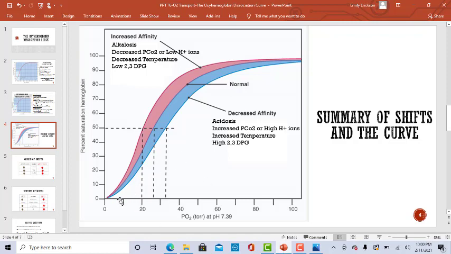But essentially speaking, the right shift in the curve is going to be at your tissues. The left shift in your curve is going to be at the lungs. And if you think about how the environment in your lungs would create this and how the environment in your tissues would create this, it makes sense. When you think about the fact that you want hemoglobin to pick up oxygen in your lungs and drop off oxygen in your tissues, it makes sense as to why this would cause increase in affinity versus decrease in affinity.